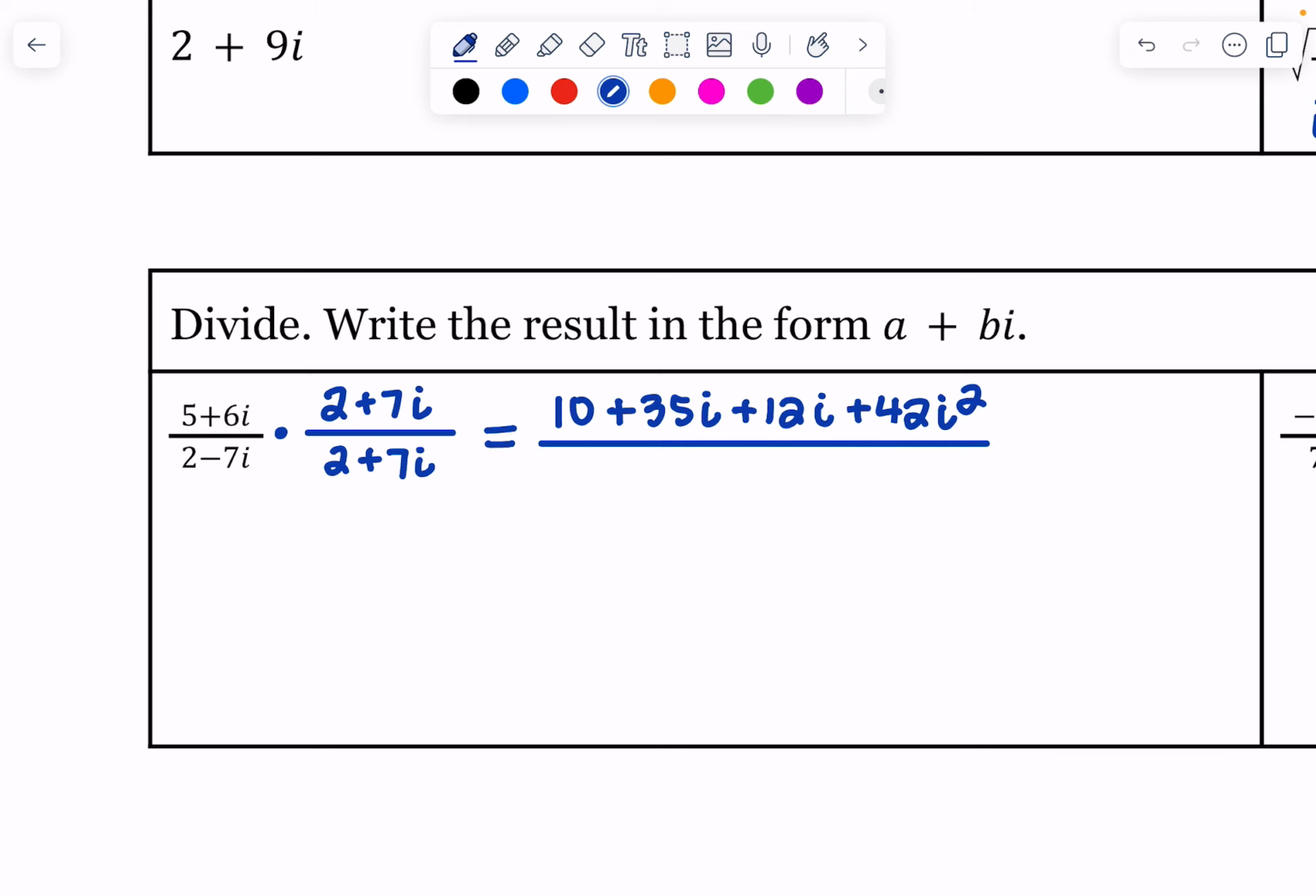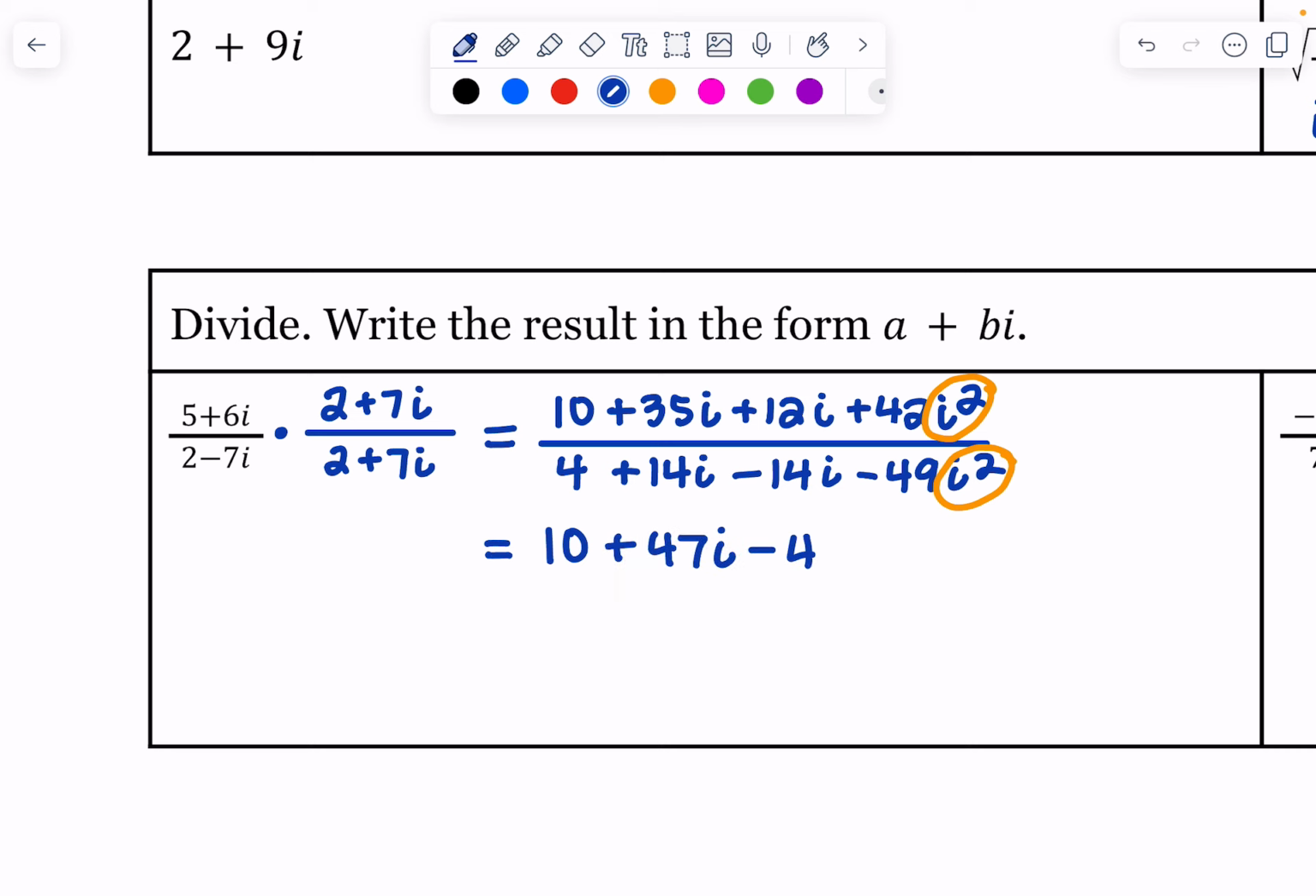In the denominator, we're going to have 2 times 2 is 4. 2 times 7i is 14i. Negative 7i times 2 would be negative 14i. And then negative 7i times positive 7i would be negative 49i squared. In the numerator and denominator, we need to combine like terms and convert our i squareds to negative 1s. So in the numerator, we're going to have 10 plus 47i, and this would turn into minus 42. And then in the denominator, we're going to have 4. Our i's cancel out like we wanted to. Those go to 0, and we're going to be left with plus 49.